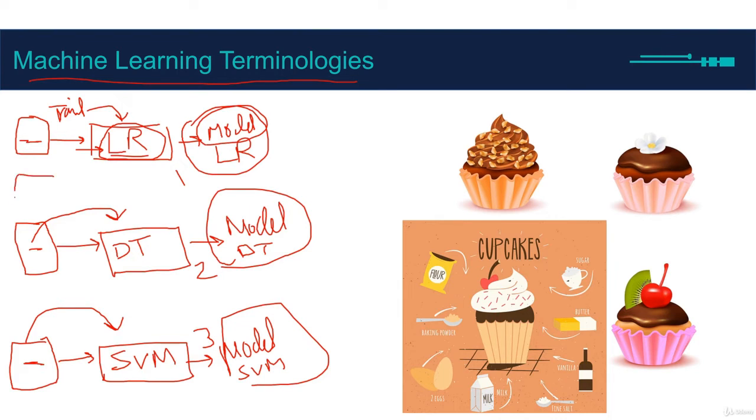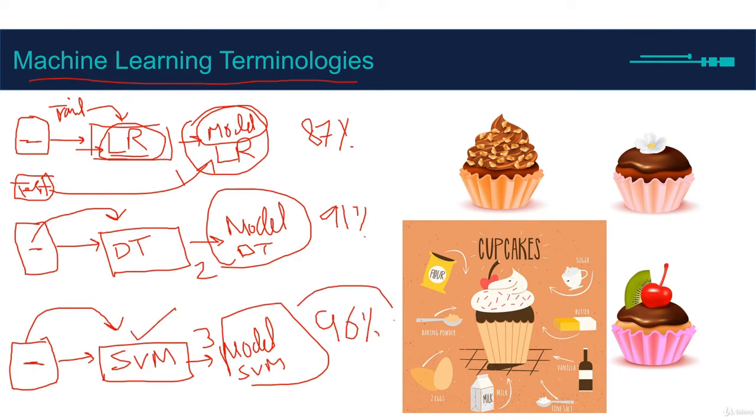After I fed the test data to these models, I had an accuracy of 87%, and this one was 91%, and this one was 96%. So I'll say that support vector machine performed better than the other models or other algorithms. This is how it works.